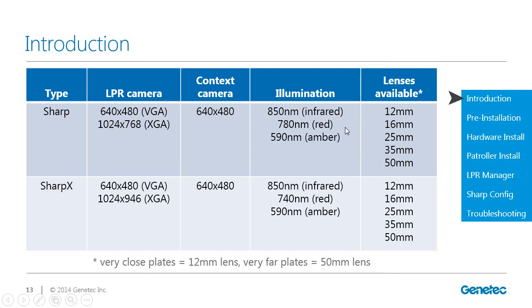Now both of these systems can be ordered with various illumination boards, going from visible amber light to infrared. And there are also many different types of camera lenses that are available, and those should be selected based on the distance from the camera to the plates that you're trying to read. So if you have a lens with a lower focal length, which is measured in millimeters here, these should be used for cameras that are close to any plates that they're reading. So if the plates are being read at a greater distance, you'd want to get a lens with a greater focal length.